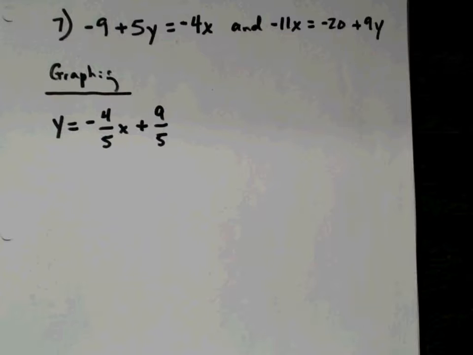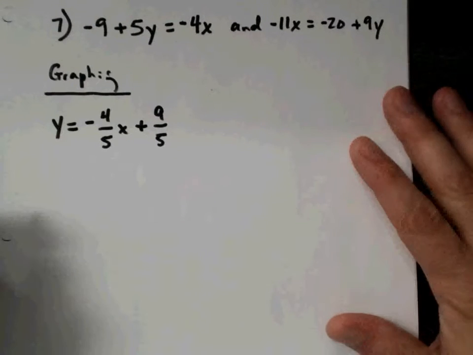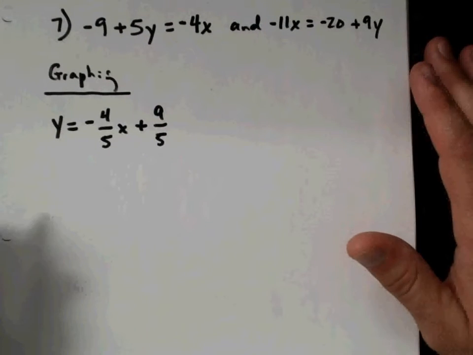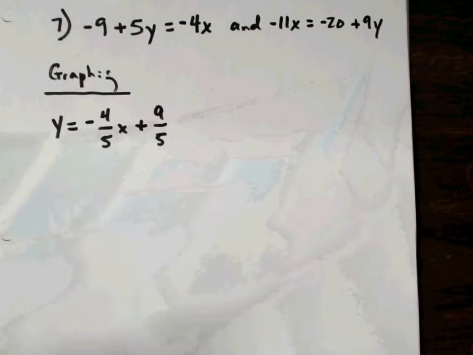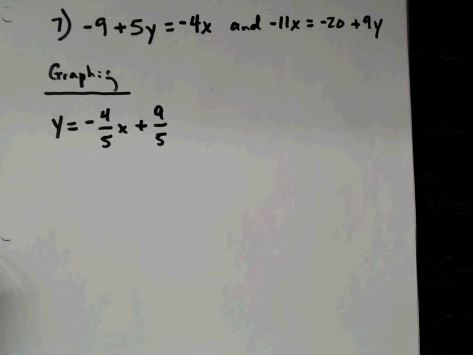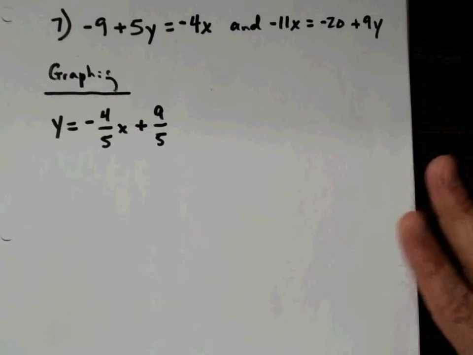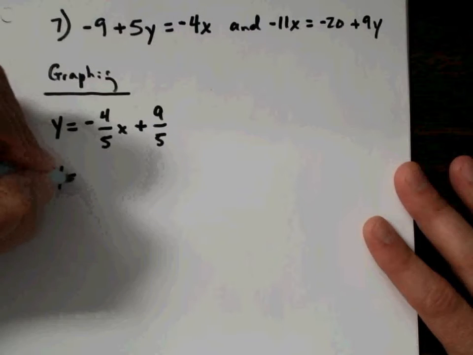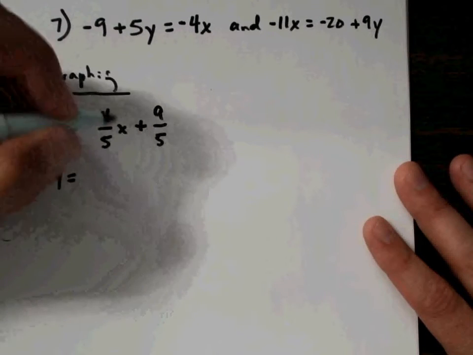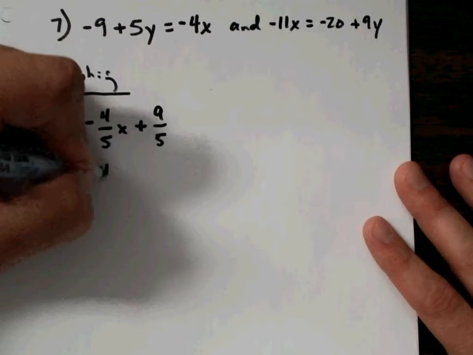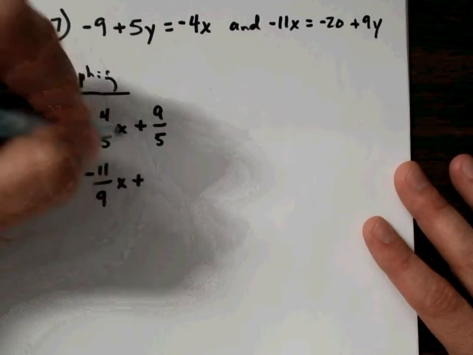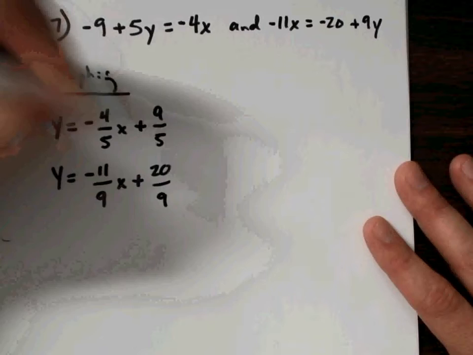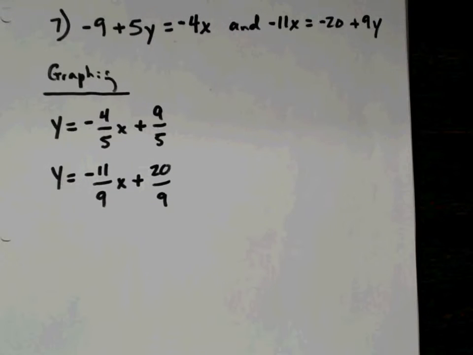All right. The next one, I got to do a lot more moving. Well, I'm going to move and then switch around. So I'm going to move the 20 over, and I'm going to divide by the 9, but then at the end, I'm going to write it from left to right. All right, and so my equation is going to be y equals negative 11 over 9x plus 20 over 9. Everybody okay with that? Yeah? Good.